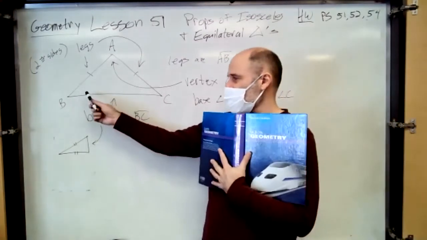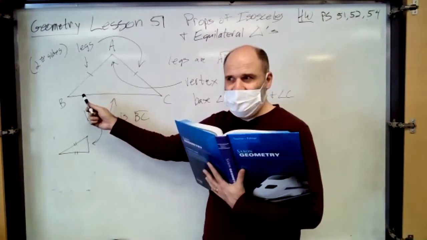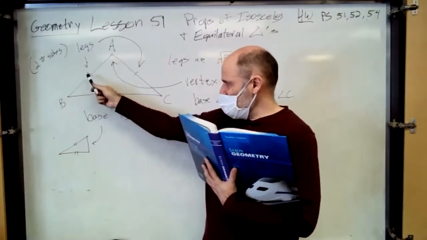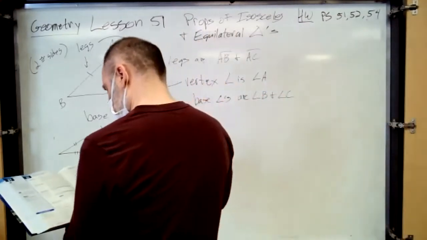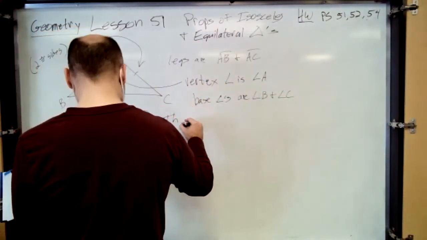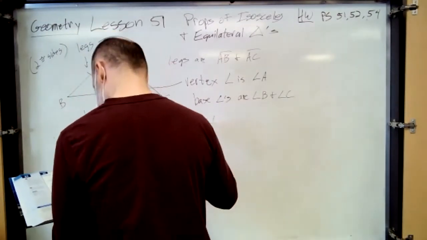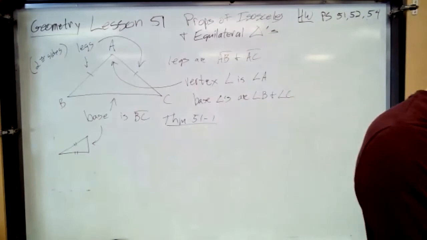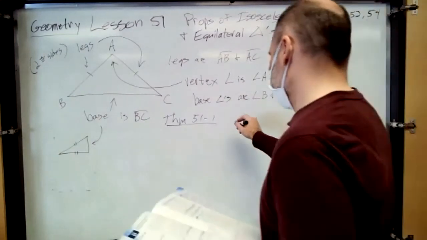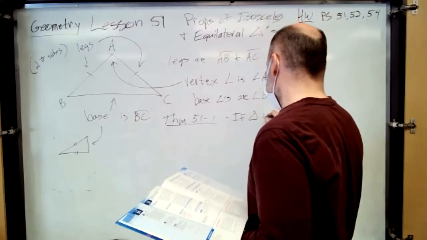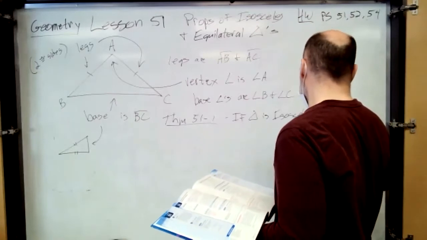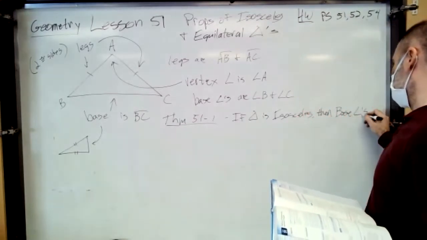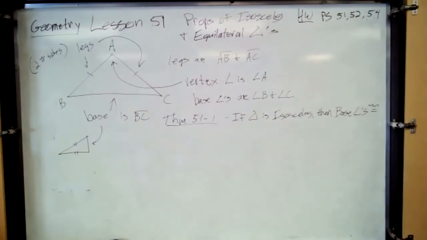You are right, because remember when we listed the angles from least to greatest. If the opposite sides are the same, then those angles are going to be the same. Okay? So this is theorem 5.1.1. If a triangle is isosceles, then its base angles are congruent. Here's how they prove it.